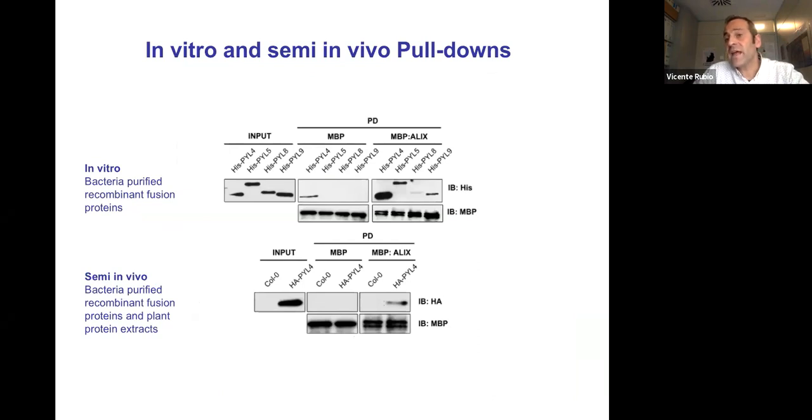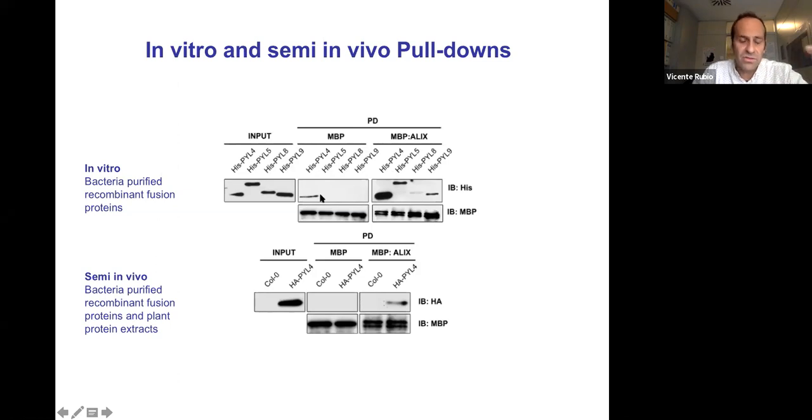Another approach we use in the lab is in vitro and semi-in vivo pull downs. For the first one, what we do is express and purify specific protein fusions from bacteria. Once they are purified, we immobilize one of them on a resin, in this case Alix fused to the maltose binding protein, and we incubate it with the different proteins purified from bacteria fused to the His tag. After washing and elution, we can see which proteins were present or not, whether there was interaction compared to the tag alone, in this case MBP. Here you can see some background.